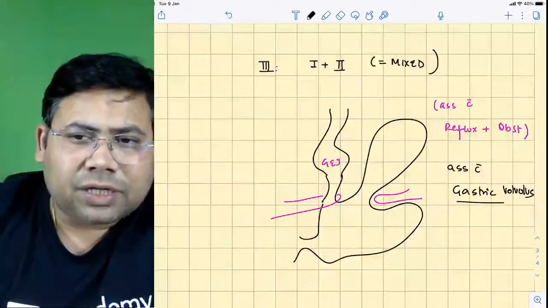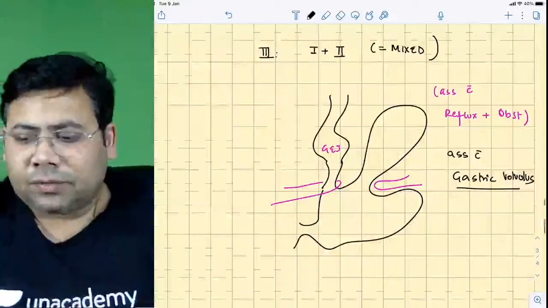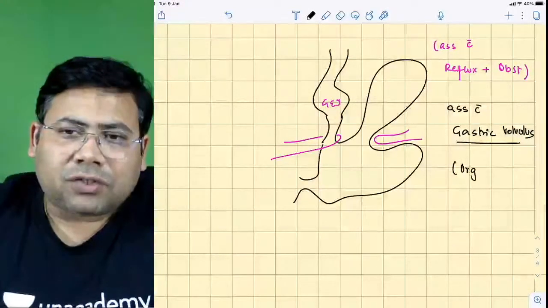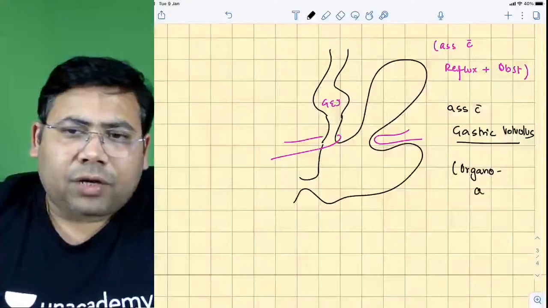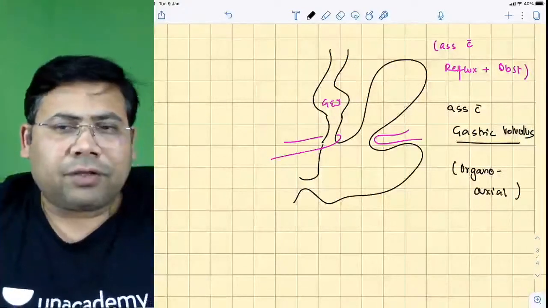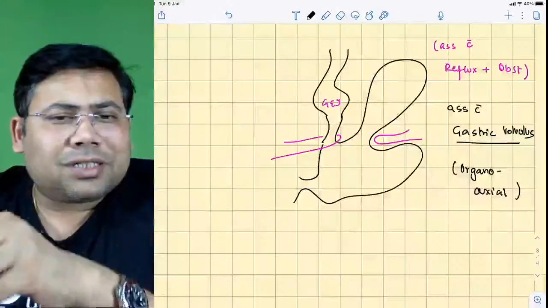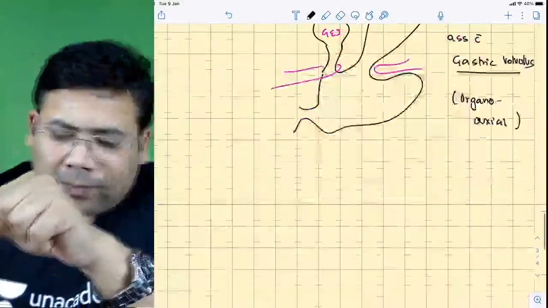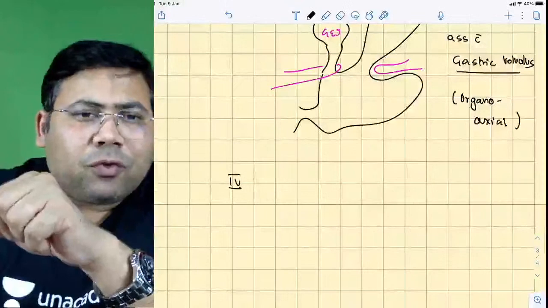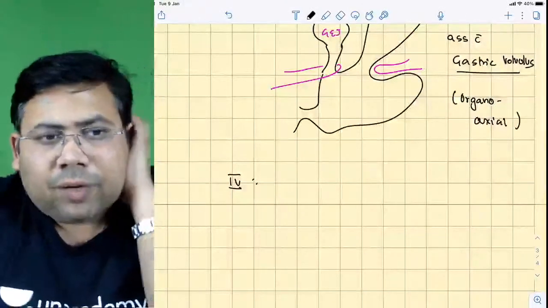Answer is, this is associated with gastric volvulus. What type of gastric volvulus? Organoaxial variety is associated with. I want to ask you, do you know what is type 4 hernia? What is type 4 paraesophageal hernia? Can you tell me what is type 4?